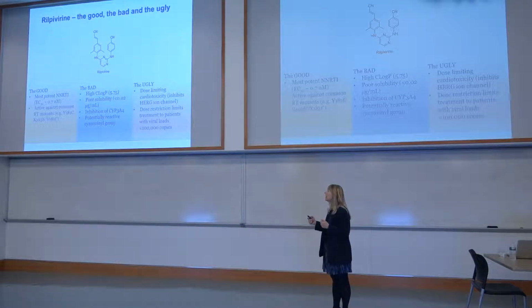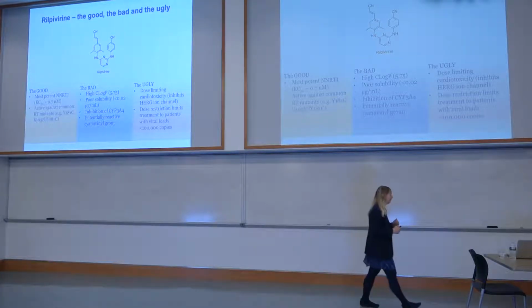The other thing is that the reason you actually have to restrict the dose is because it inhibits the hERG ion channel, which can result in cardiotoxicity. And so in order to approve it, they actually had to get the FDA to approve it at a lower dose. So that's sort of the ugly part of rilpivirine.